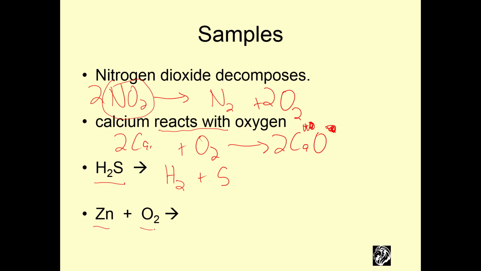Zinc and oxygen are two separate things. All they can do is smush together: ZnO. Not O2, O. Now I need to figure out if it is O2. Zinc is plus 2, that's our weird Roman metal. Oxygen's minus 2. Hey, look, those charges balance. I'll erase them.